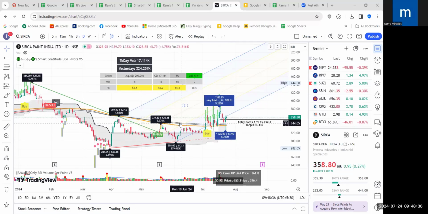The price just closed above the tunnel and this orange line, and the black sell line has stopped, and the price closed above the tunnel and above the cloud. So this confirms this is the perfect area where we can buy this stock.